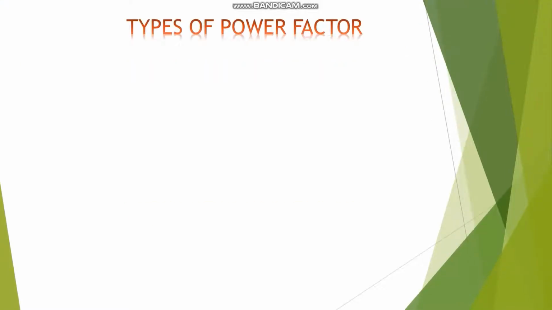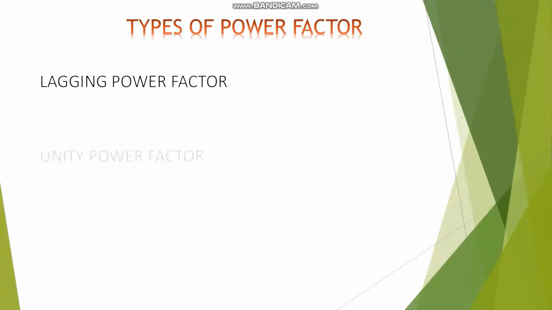So let's start with the types of power factor. First one is lagging power factor. The term lagging power factor is used where the current lags the voltage. It is a property of an electrical circuit that signifies the load current is inductive.